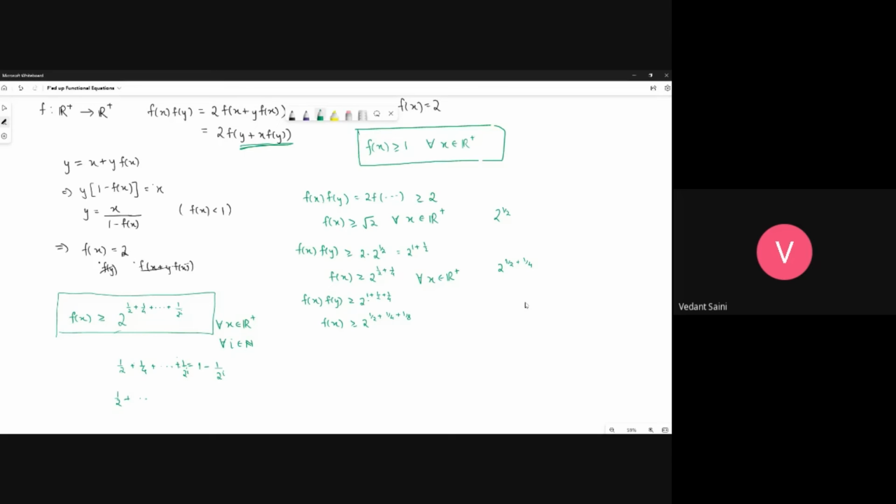1 half, so on, till 1 over 2 to the n, equals 1 minus 1 over 2 to the n. So f of x greater equal to 2 to the 1 minus 1 over 2 to the n for any n. So this thing can be made arbitrarily small. So in the limit, f of x greater equal to 2. Is this fine?